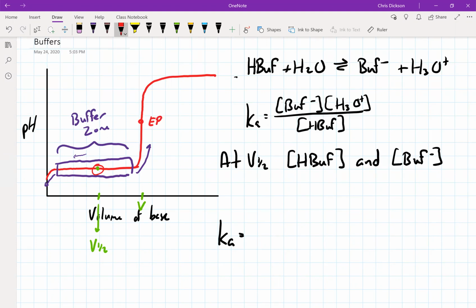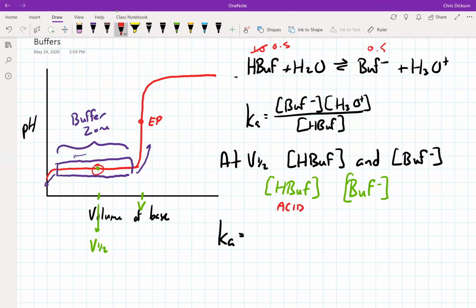And that's something we learned in previous videos. So we would say that the H buff concentration and the buff minus concentration should be equal, because if you neutralize half of the acid, then you would have half of the acid gone. So imagine this was at 1 molar, and before you neutralize it, the buff minus is 0. Then at V half, you neutralize half of H buff, which means this would be 0.5, and that means you would have made 0.5 buff minus.